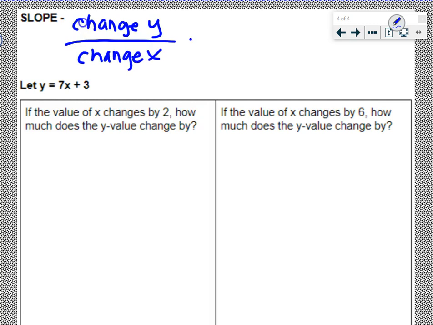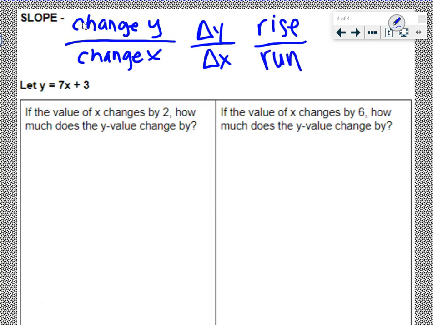Now we usually denote this by using a triangle for the word change, because you'll see it notated like that. We also commonly use rise over run when we're dealing with our graph. So that is slope. All right. So we're really going to focus on this change in y over change in x piece. Also, we use the letter m for slope. If you don't recall, m is your letter for slope.